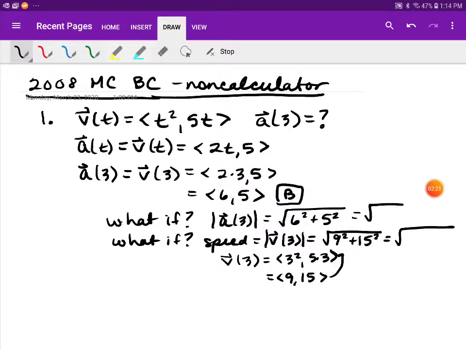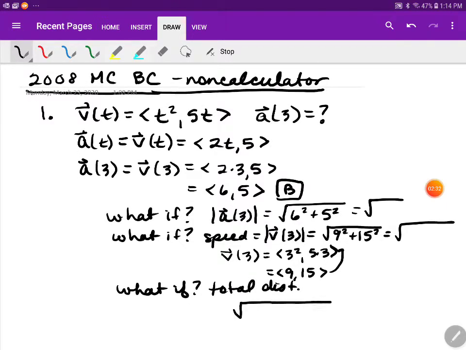If they did want total distance, I guess let's do one more. So what if they wanted total distance? Total distance is the square root. Right, it's the, in AB and BC, it's the absolute value of velocity, okay, from A to B. So velocity, absolute value of velocity when it's in BC format. You know what, I think they did take this off of the BC test.